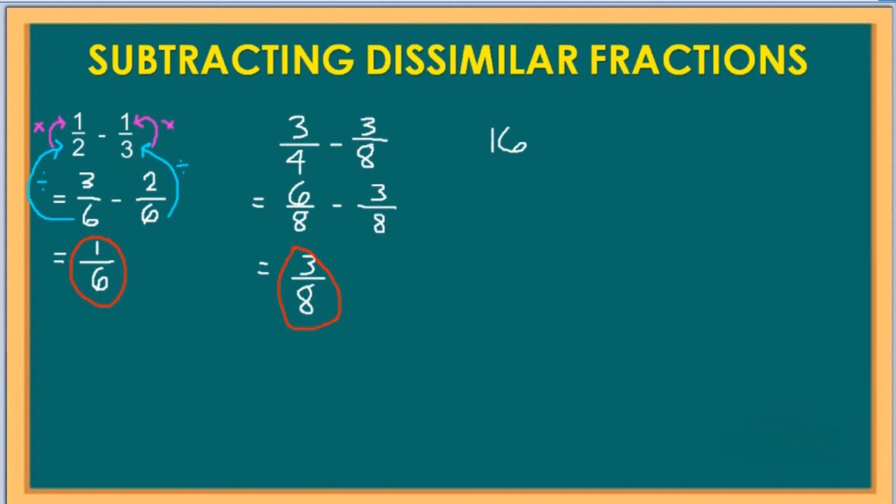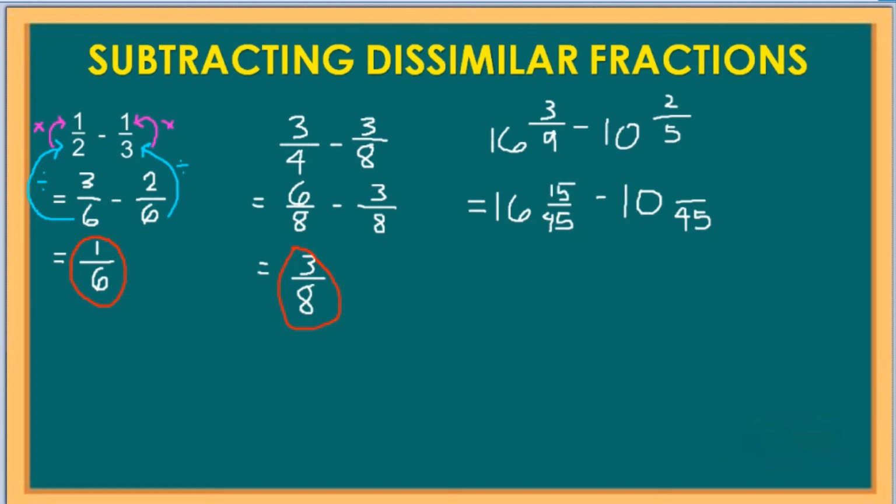Last example. We have 16 and 3/9 minus 10 and 2/5. So we copy 16 and 10. 3/9 and 2/5 also are dissimilar fractions. So we should get the least common denominator of 9 and 5, which is 45. So 45 divided by 9 is 5, times 3 is 15. For the next fraction, 45 divided by 5 is 9, times 2 is 18.